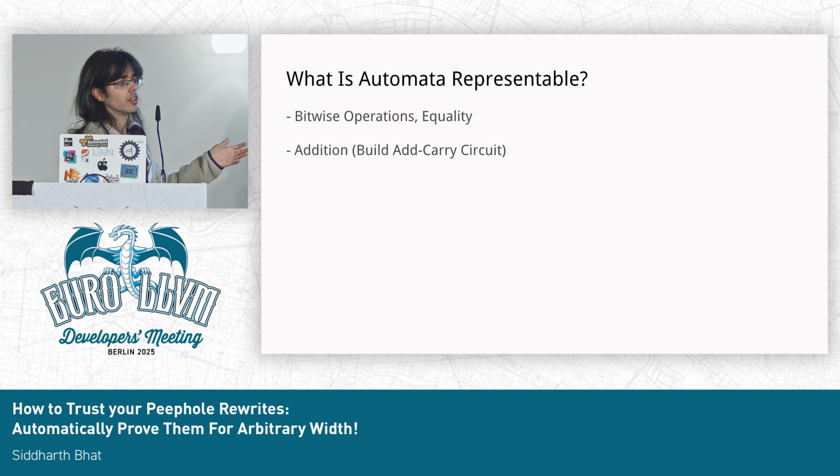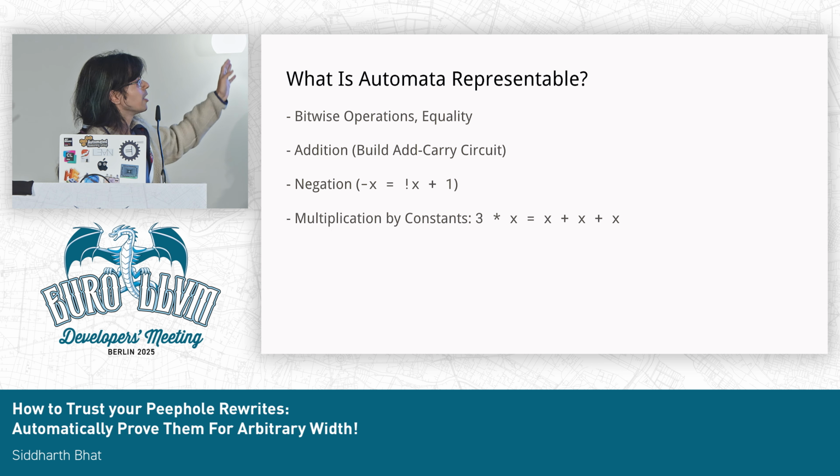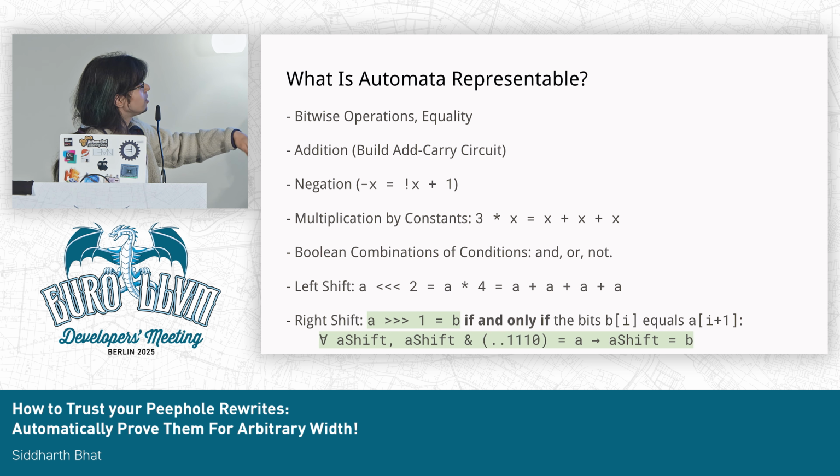Addition is representable because you can build the add carry circuit and you need 1 bit of state at any bit. Negation is possible because minus x is bitwise not x plus 1. So that's reducible. Multiplication by constants can be reduced to repeated addition. You can build better circuits if you're interested. You can build smaller automata, but this works. You can do Boolean combinations of conditions. You can do left shifts. You can also do right shifts by some clever universal quantification type thing.